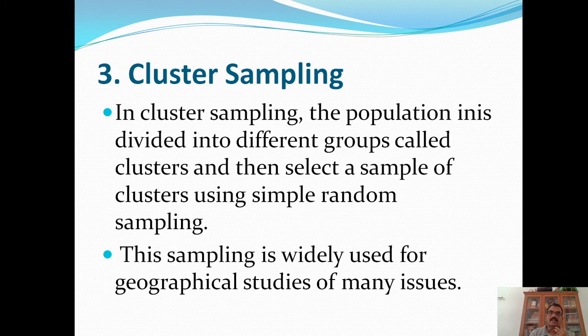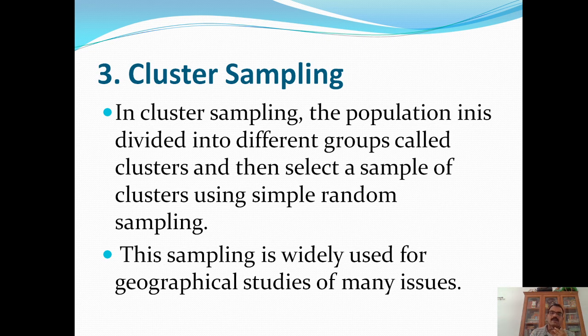Now the third method, cluster sampling. In cluster sampling, the population is divided into different groups called clusters, and then a sample of clusters is selected using simple random sampling. So in cluster sampling, the total population is divided into different groups, each group is called a cluster, and then we select a sample of clusters using simple random sampling. One cluster is selected at random.